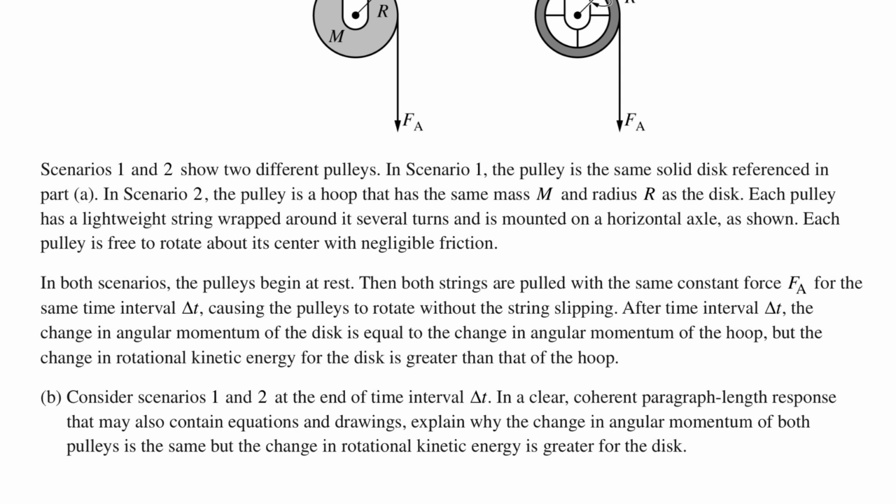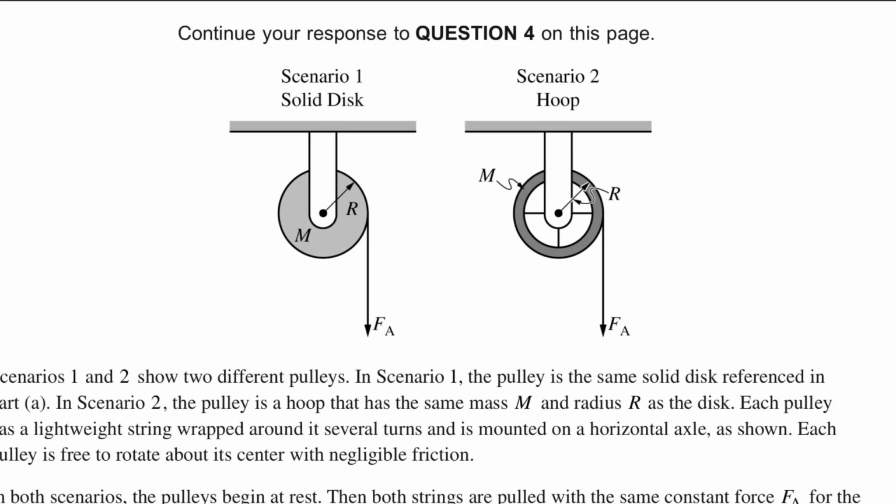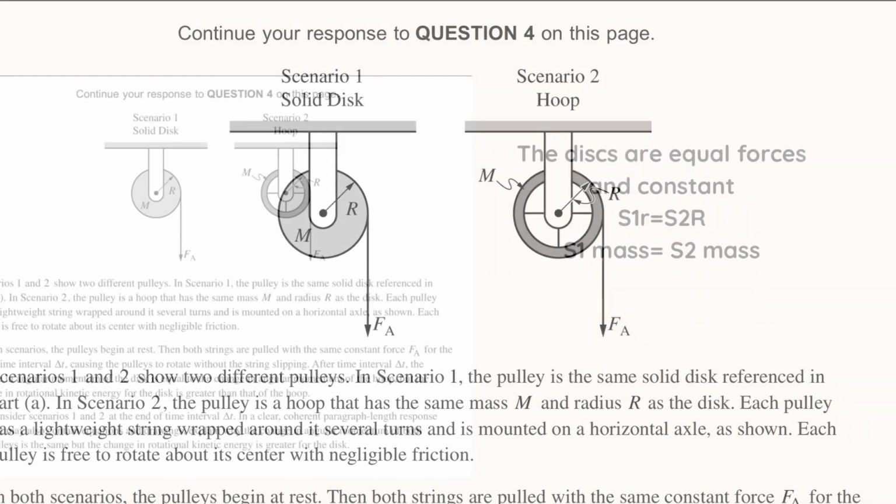So now the question, right, is, I'm not going to read the entire thing, but the question is basically asking to explain why the change in angular momentum for both pulleys is the exact same, and also explain why at the same time they're both the same. Why is the rotational kinetic energy greater for the disc? Let's write down some known facts.